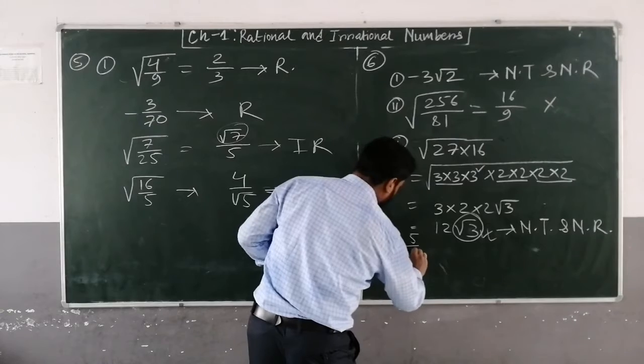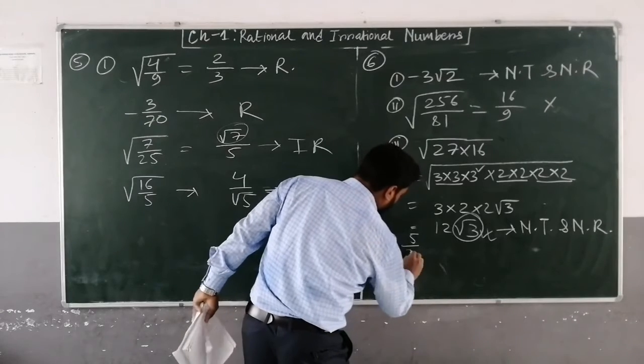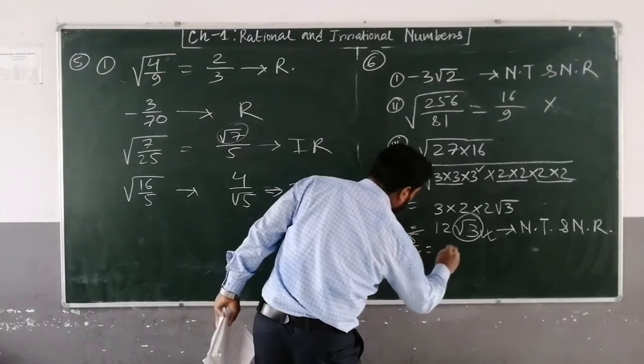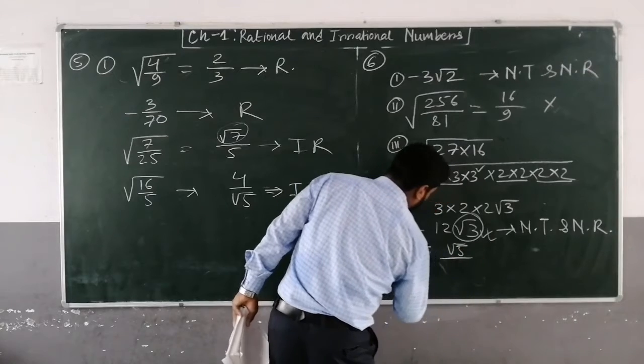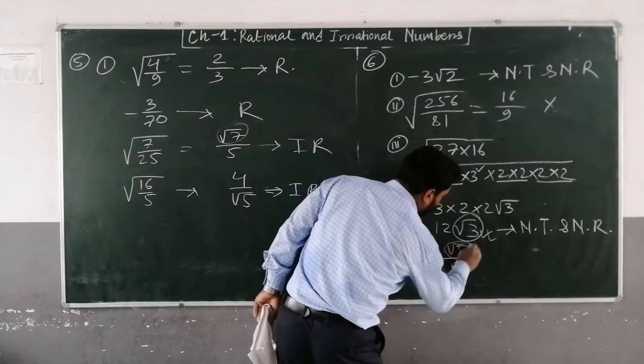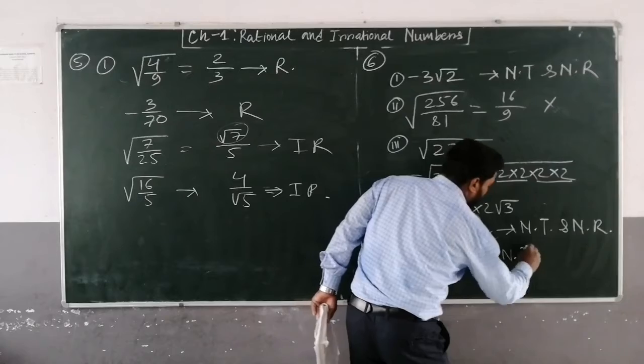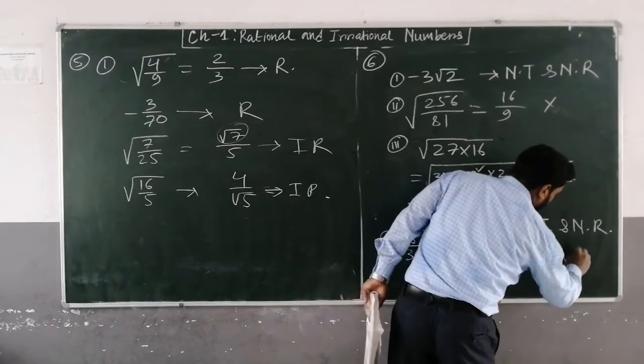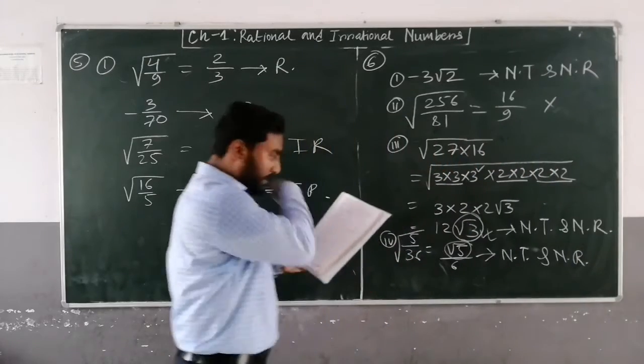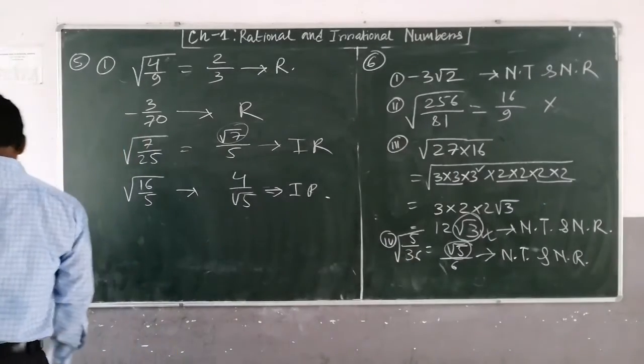Okay, and last part, fourth part, 5 upon 36 whole under root. So it will be root 5 upon under root of 36, which is 6. Root 5 is irrational, so this is also non-terminating and non-recurring. Okay, now come to question number 7.